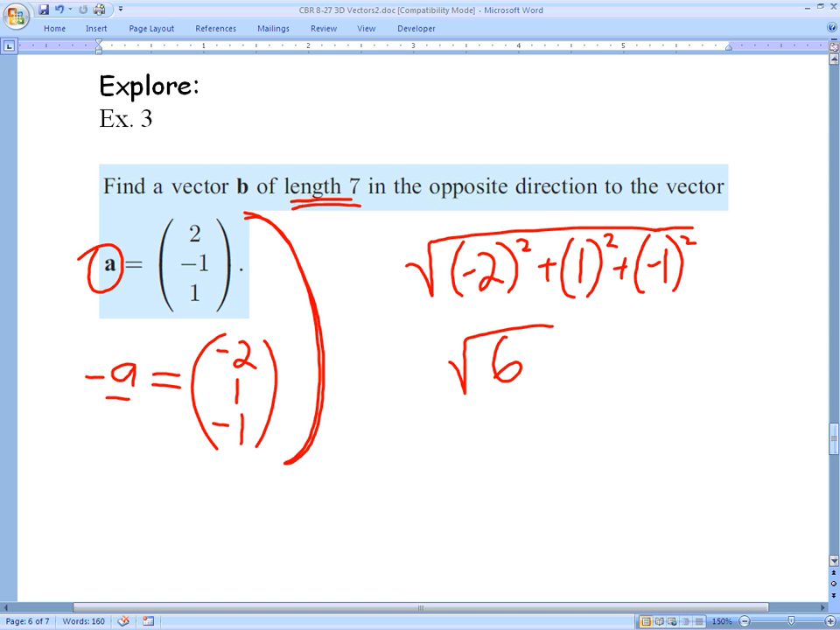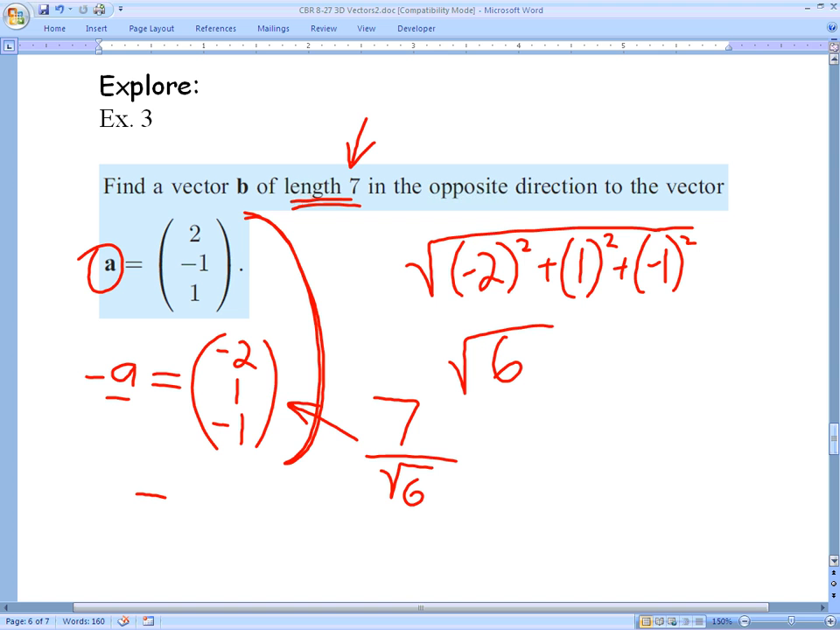The square root of 6 is not 7. It's not 1 either. It's not a unit vector. In fact, it's square root of 6 times too big in order to make it a unit vector. So if I were to divide by square root of 6, that would make it a unit vector. But a unit vector is not a 7-unit vector. It's just 1 unit. So then I would need to multiply by 7. So the scalar that I'm going to use is 7 over square root of 6, and I'll just multiply that by everything over here in my negative A vector.